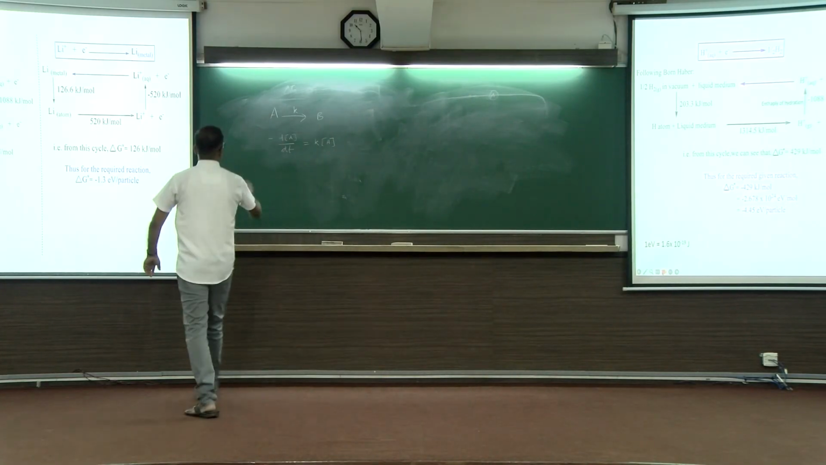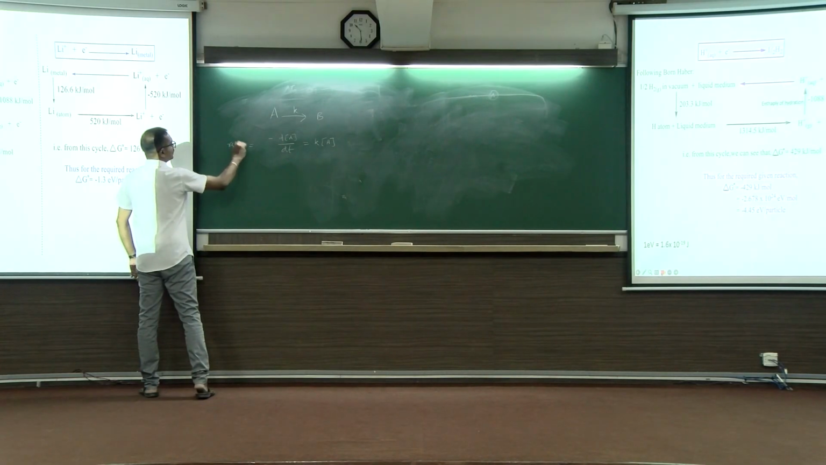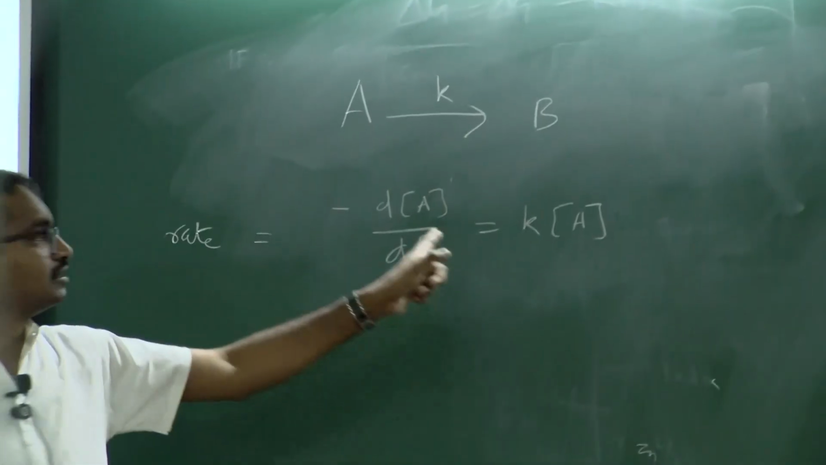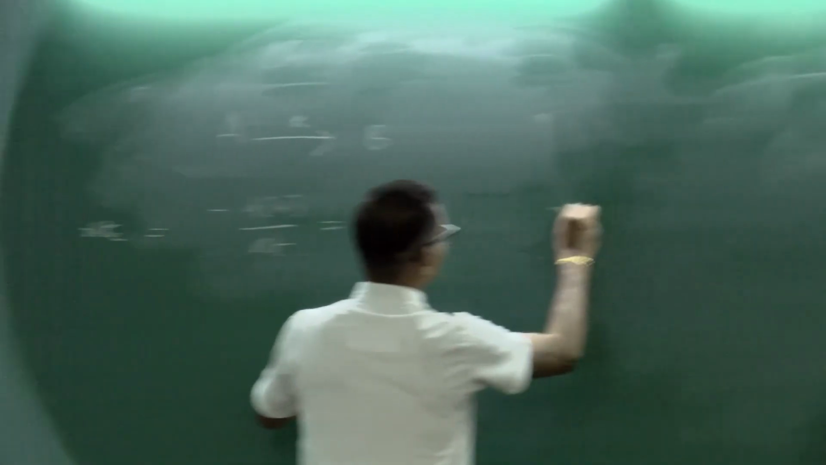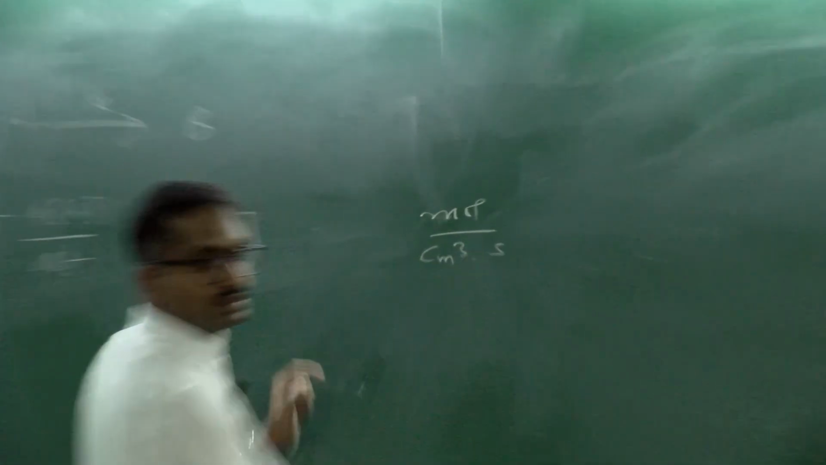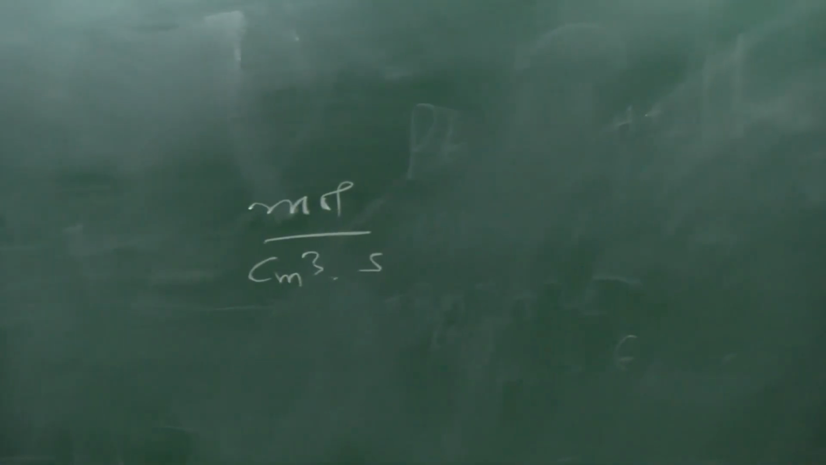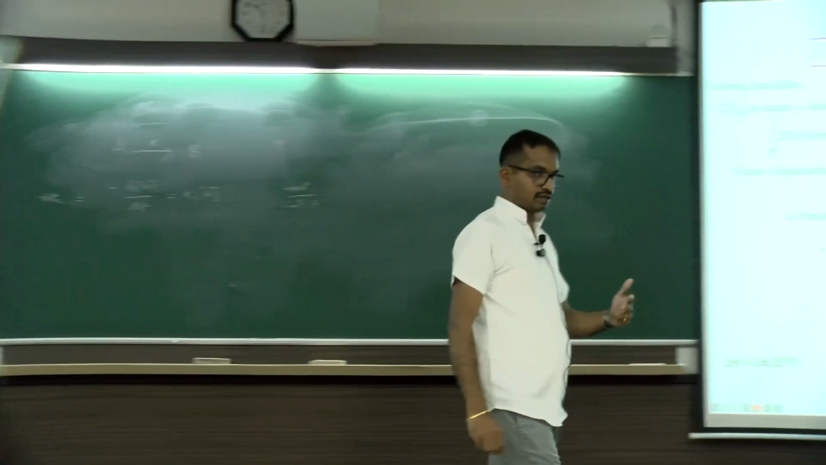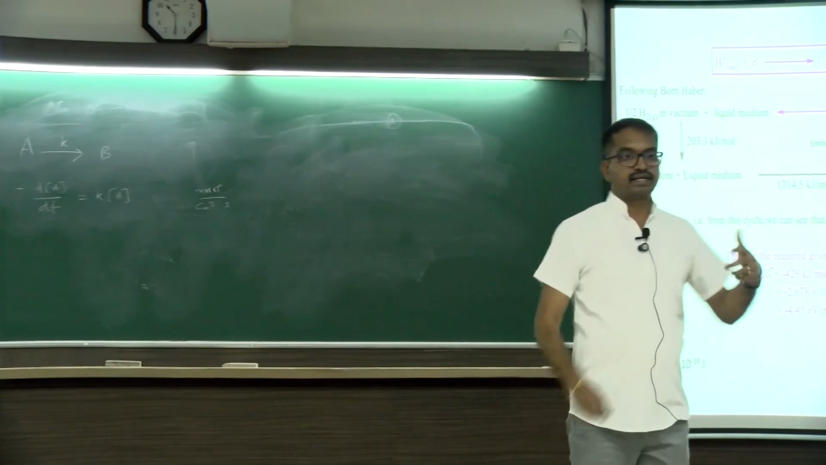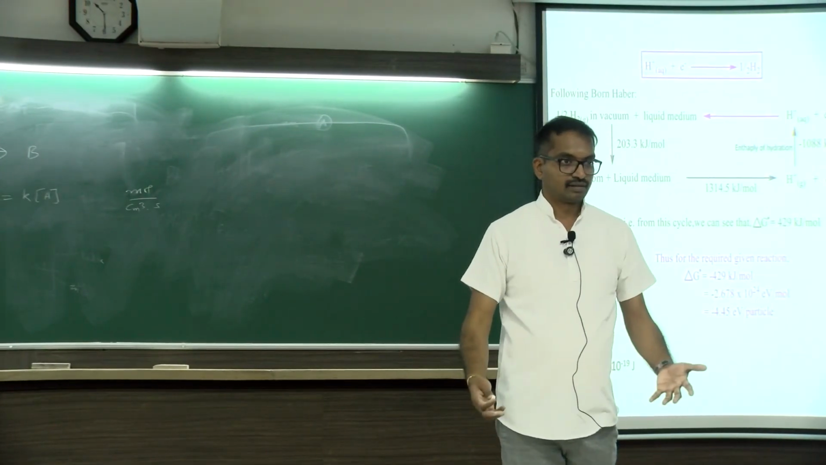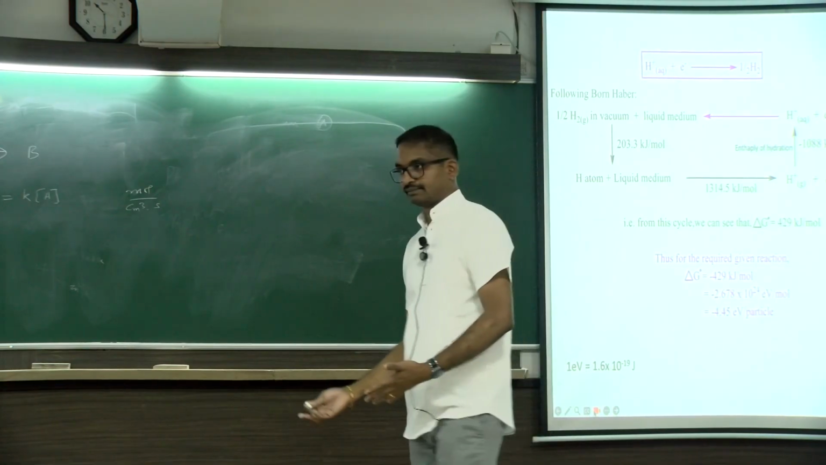Now this is a rate. What is the unit? A in brackets is a concentration, so the unit is moles per centimeter cube, and dt is seconds. So, moles per centimeter cube per second. So how many moles of A are converted to B in a unit volume, a centimeter cube, in every second? That is the rate of this particular reaction.